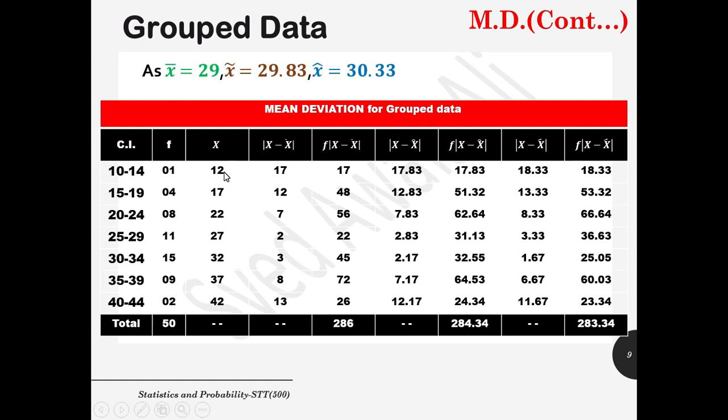So 12 minus 29 will be 17. Then we have to multiply 17 with 1, that will give you 17. Then 17 minus 29, that will be 12. Then we have to multiply 12 with 4, that will give you 48, and then we have to find the sum of this column. Same like that, we have to find X minus X approx absolute, and then multiply it with F, and find the sum here.